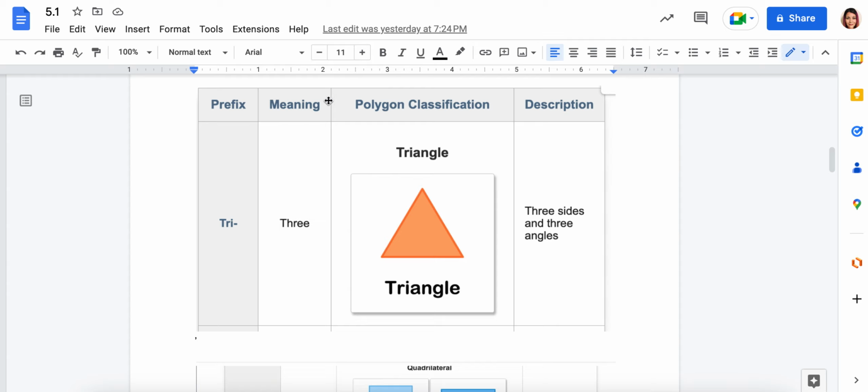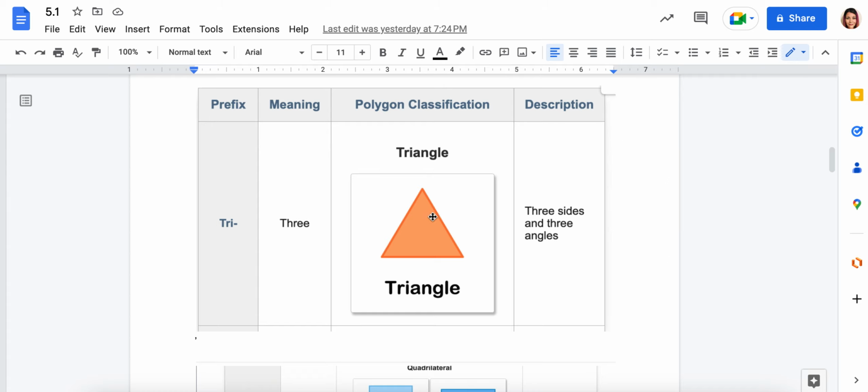So we have a prefix, we have the meaning, then we have the polygon classification, then description. If you don't know what a polygon is, it's just a closed shape. So all shapes are classified as polygons. But we can get more specific. There are shapes that have multiple names, but we always name it with the most specific name that tells us exactly what it looks like.